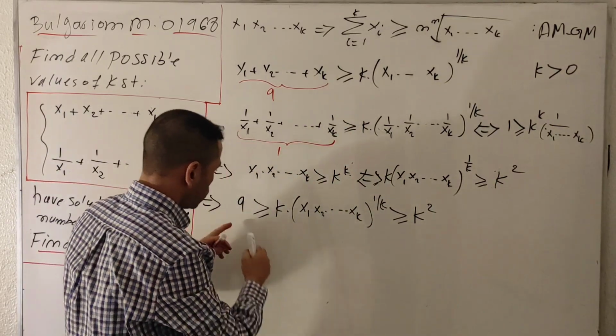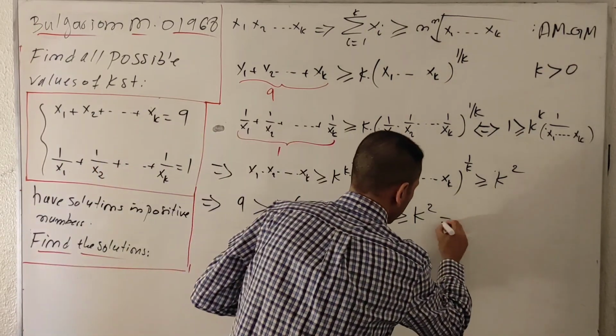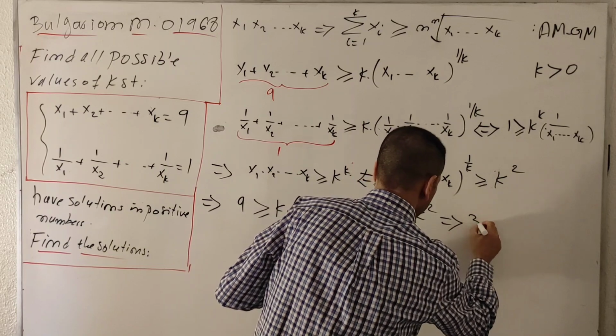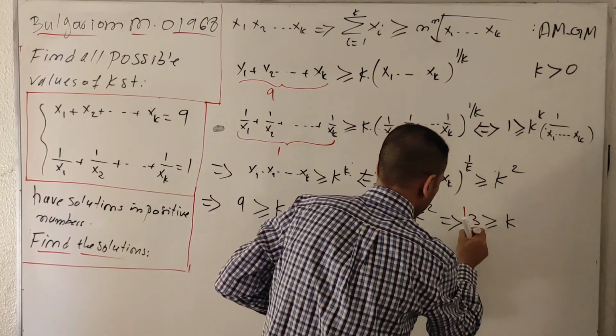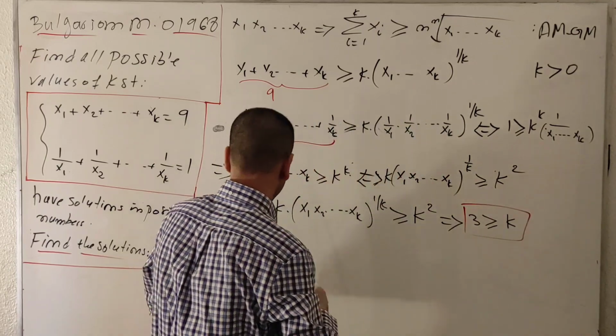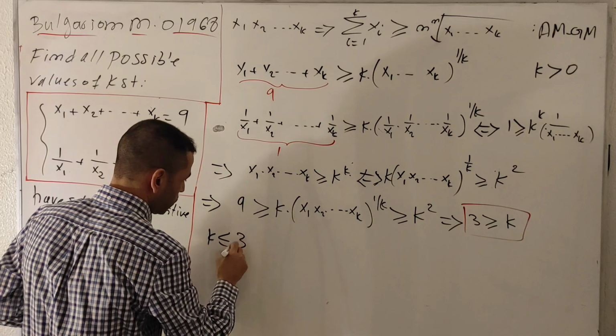So here I'm going to take the square root on both sides, as k is a positive integer. So we'll get 3 is superior or equal to k. So I get to this result. In other words, k is inferior or equal to 3.